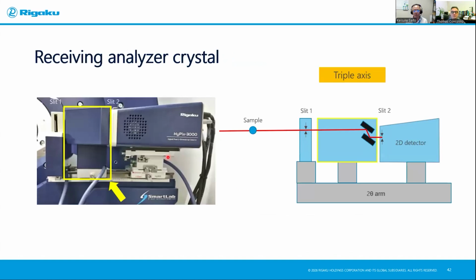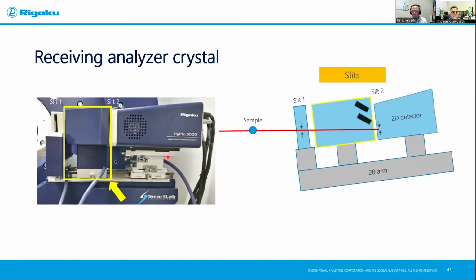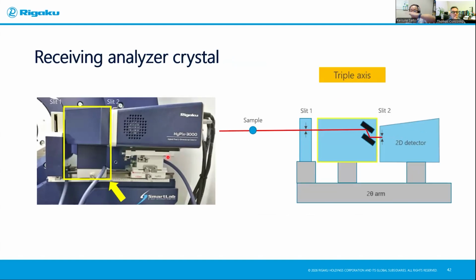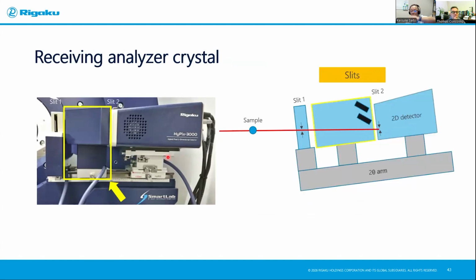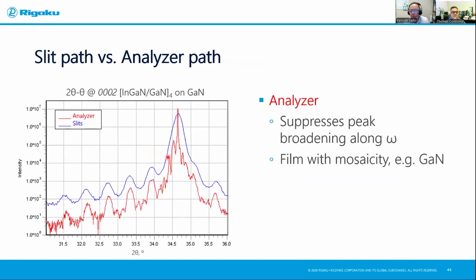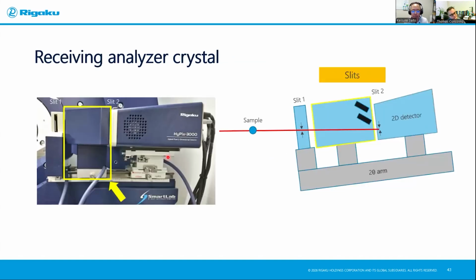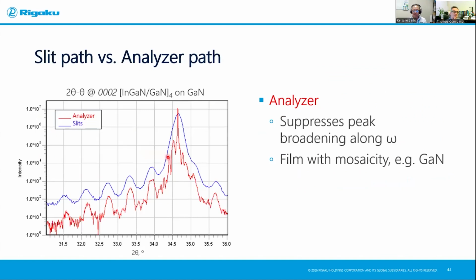This is just an example from us. This device, the yellow highlighted box on the left-hand side, switches between slit configuration and analyzer configuration by applying a delta 2 theta offset, so you can switch freely. This kind of setup is necessary because first we need to use a slit configuration to align your crystal. Then just before the scan, you put the analyzer crystal like this. Why do we need this? The analyzer crystal suppresses the peak broadening caused by the mosaicity.